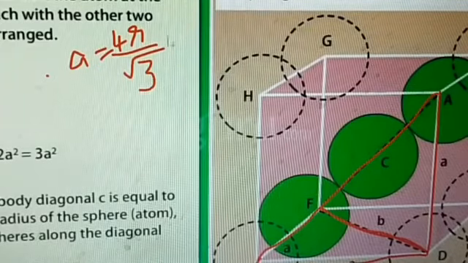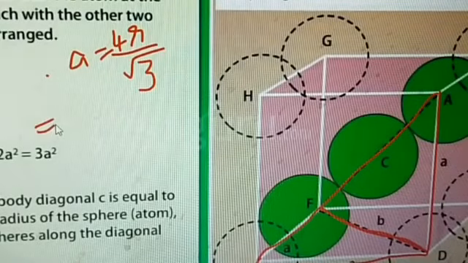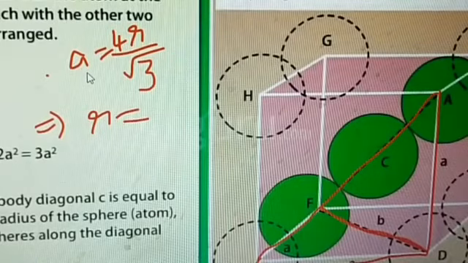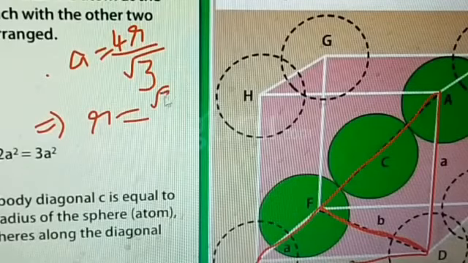And also we can write from this that R is equal to, if we move this to the other side, numerator will become denominator, denominator will become numerator. So R is equal to root 3 by 4A. Root 3 by 4A.